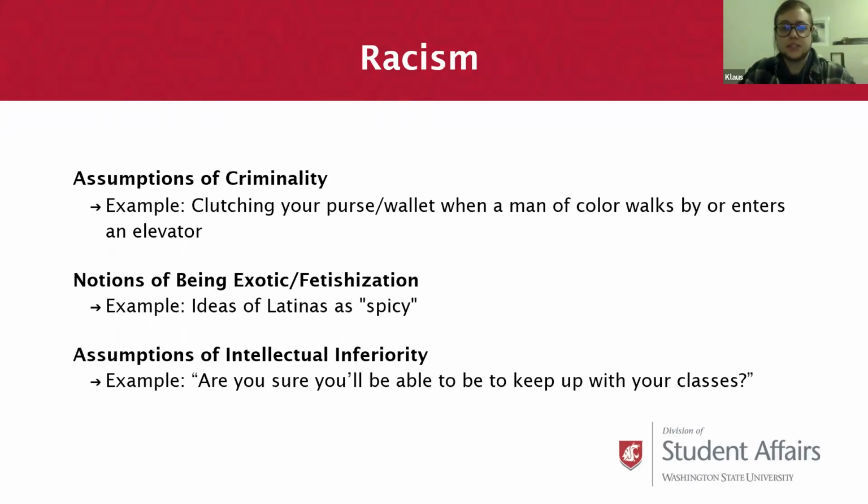And another one is assumptions of intellectual inferiority. So the assumption that people of color are going to perform less well in classes, or that they're going to struggle more in college, or things like that. Or even that with the same educational background, people of color have a lower skill level or are less competent. These notions are heavily racialized.